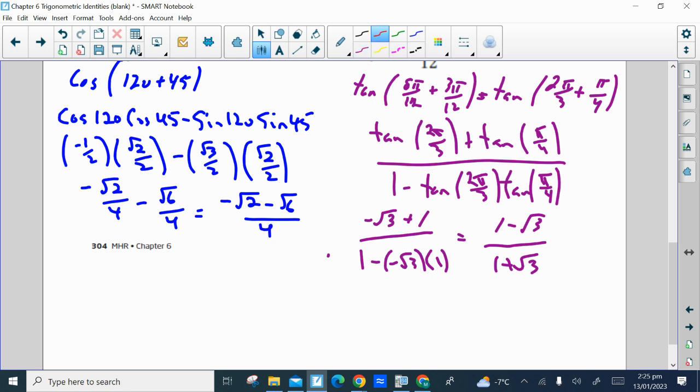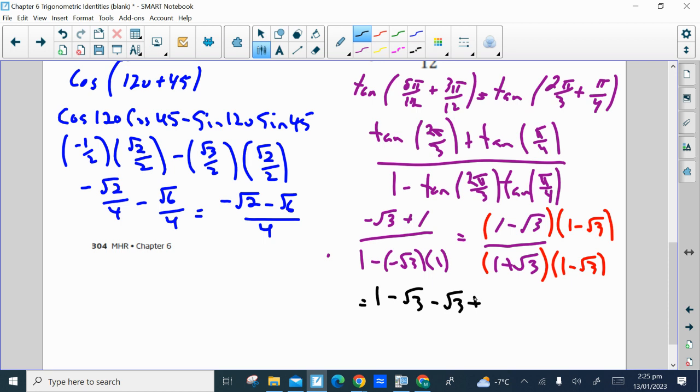And now to rationalize that, we would multiply top and bottom by the conjugate of the denominator, which is 1 minus root 3. So when we multiply these out, the front terms will be multiplied to get 1. The outer products would be negative root 3. Same thing with the inner products, negative root 3. The last, the negative times the negative is a positive. Root 3 times root 3 is 3. On the bottom, 1 times 1 is 1. The outer product's negative root 3. The inner, positive root 3. They cancel. That's why we multiply by the conjugate.